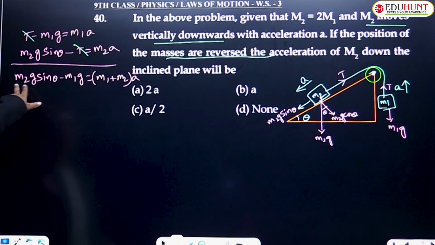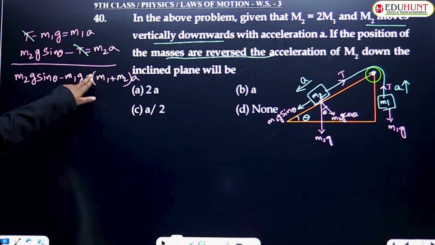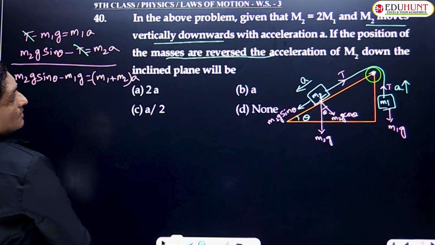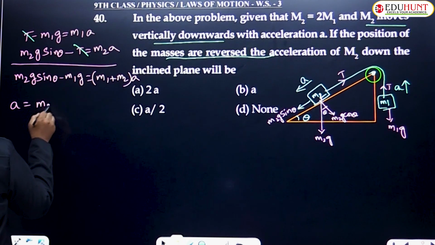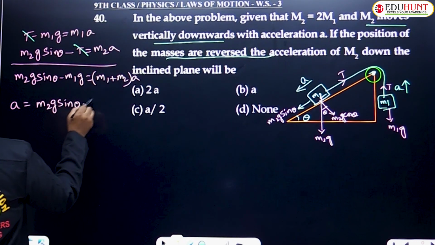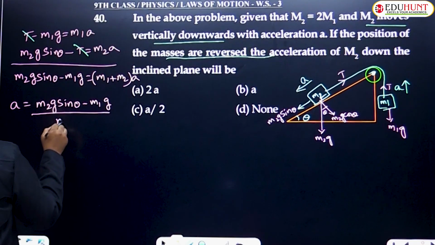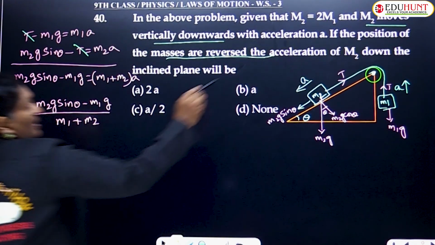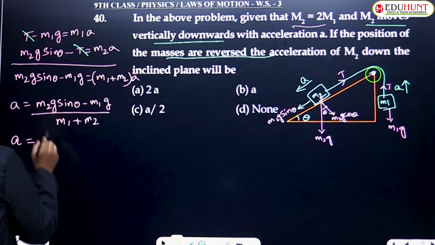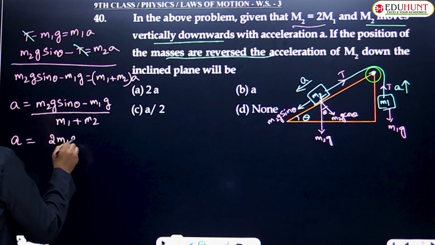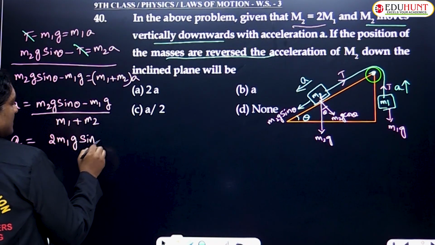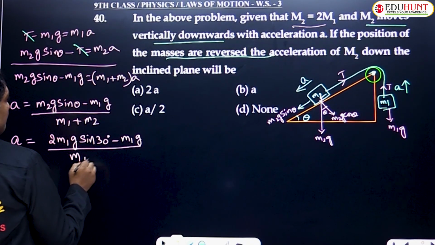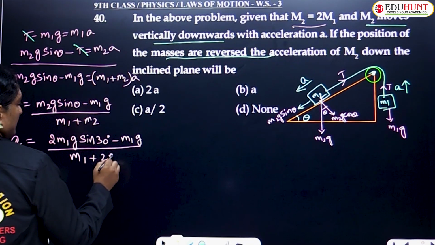This is M2G sin theta positive value I wrote first and negative value I wrote second, equal to M1A plus M2A. Take out A as common, then you are left with M1 plus M2. So acceleration A is found to be M2G sin theta minus M1G whole upon M1 plus M2. Or the value of A can be written as, given that the value of M2 is 2M1, instead of M2 I can replace it with 2M1. G sin theta is sin 30 degrees minus M1G by M1 and M2 is again 2M1.